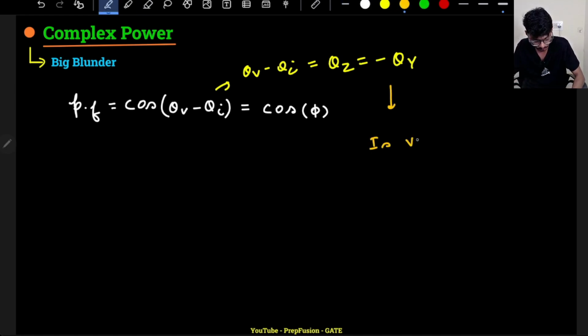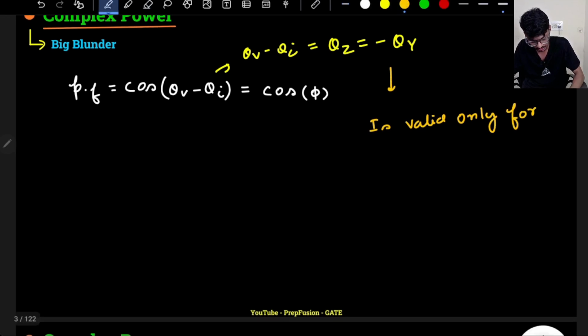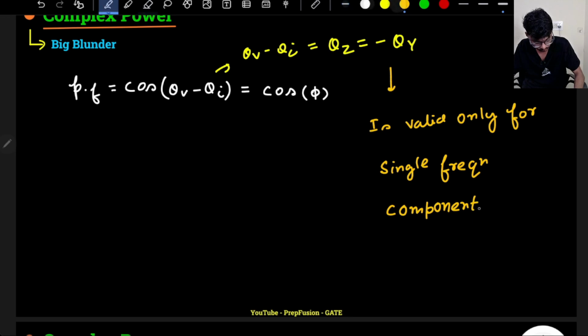valid only for single frequency components. Okay, it's only valid for single frequency components. That's it. What is the definition for multi-tone signals? That also we will see as we move along.